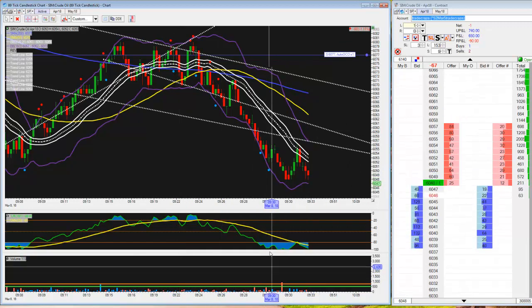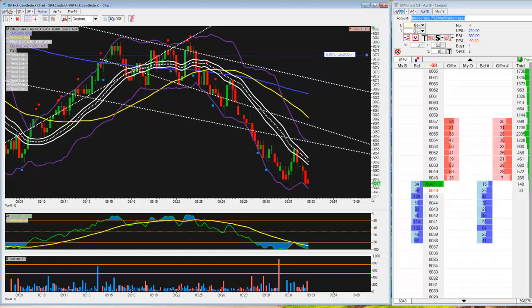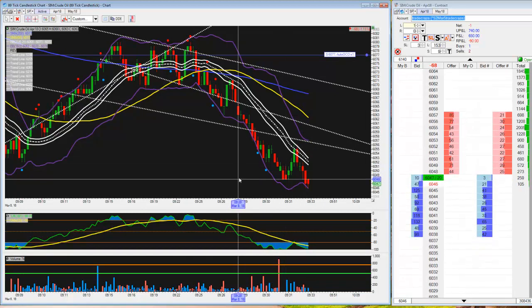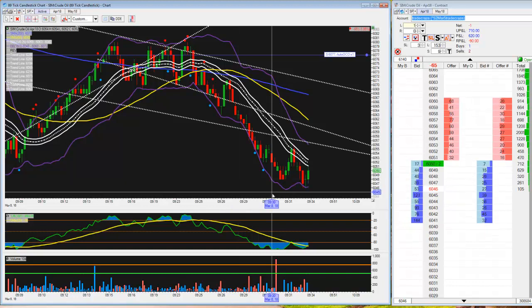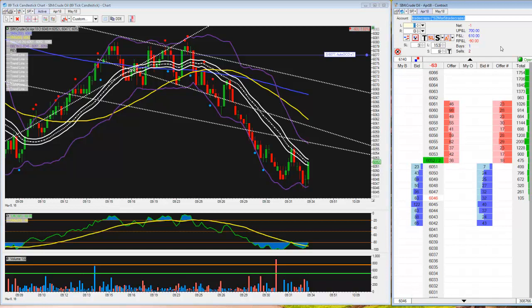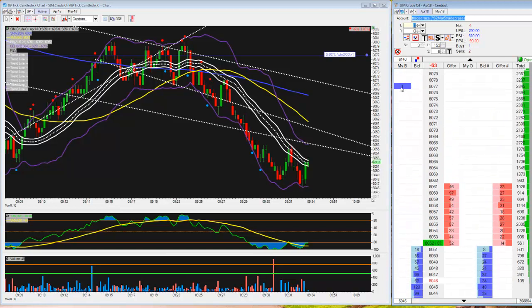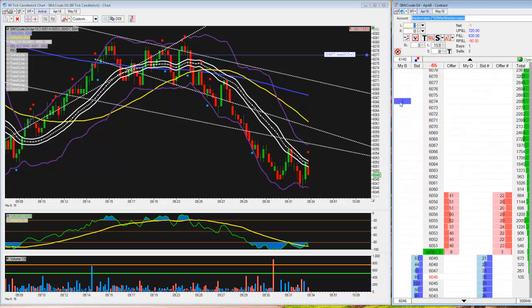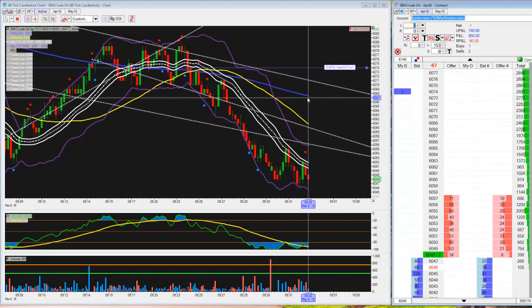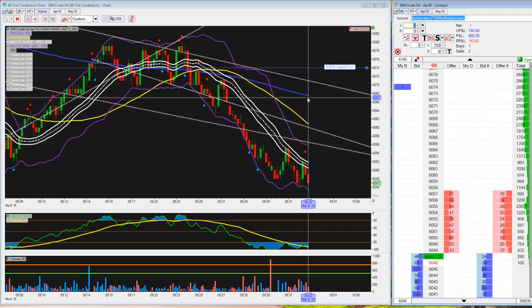No volume there to be had. So I think we're still good. Looks like we're good at least to approach the S1 line.